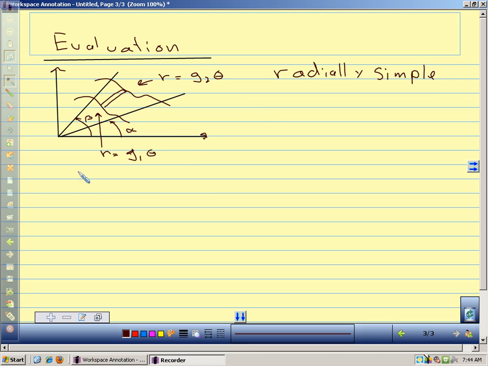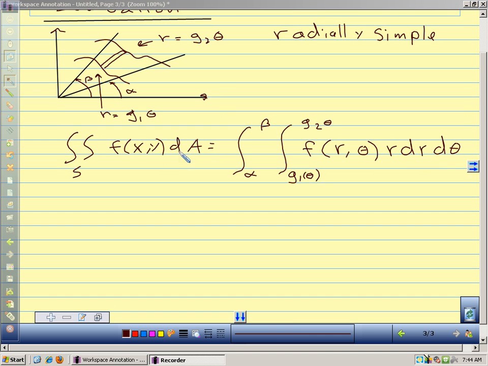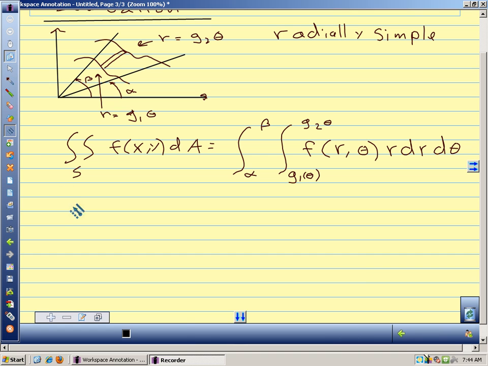So our double integral over S of f of xy dA in this case equals the double integral from alpha to beta of the integral from g1 of theta to g2 of theta of f of r cosine theta, r sine theta, r dr d theta. So we express our function in terms of r and theta, and this is our area differential. Our other region is called angularly simple, and I think our book calls it theta simple, maybe.